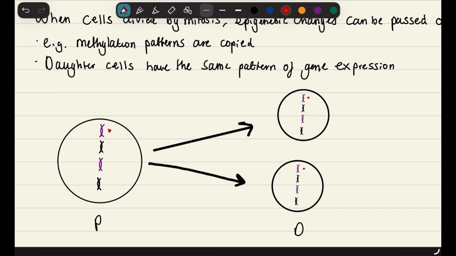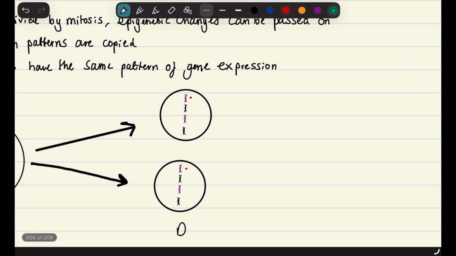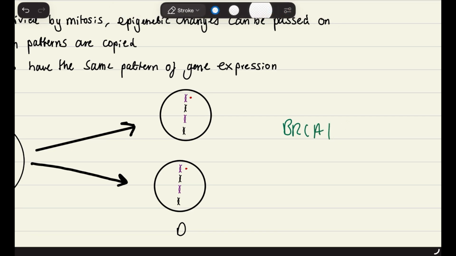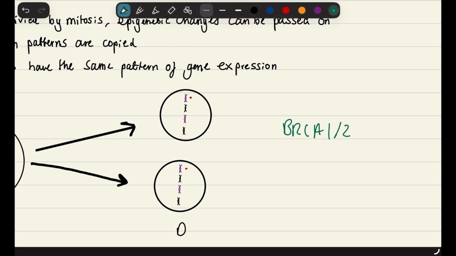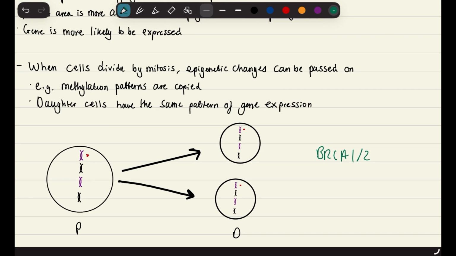I also would like to add, there's a very important gene for breast cancer called BRCA, so BRCA1/2. Its expression is controlled by epigenetic factors. So things such as your diet and smoking can affect how this gene is expressed, which influences how likely a woman is to develop breast cancer over her life. So just remember, that's a real life application of what we're learning here.